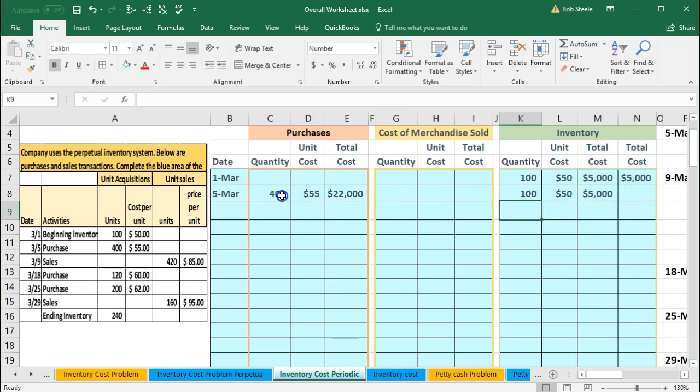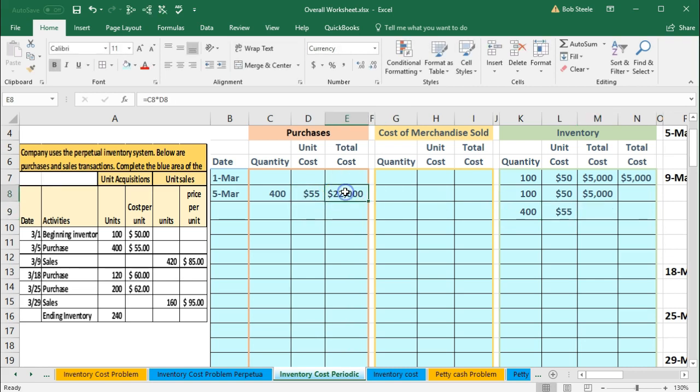So we're going to pull this amount now over to here. We could copy and paste it. I like to use formulas whenever possible, so we are in K9. I'm going to say equals and point to that 400 in C8, tab. Then I'm going to pull over this 55, so we are in L9. I'm going to say equals. We will point to that 55 in D8 and tab.